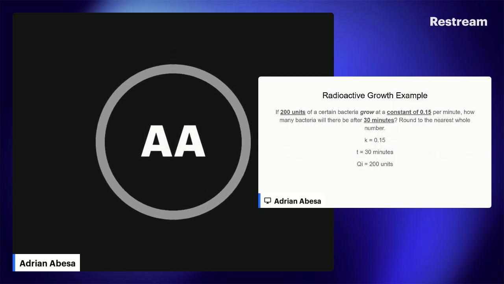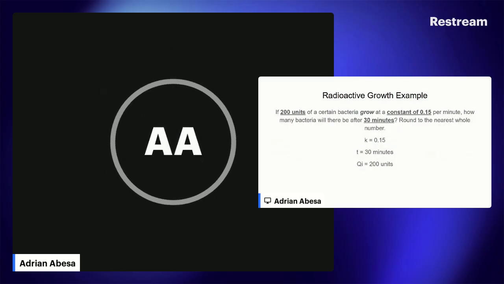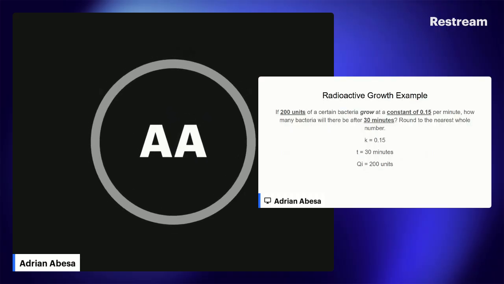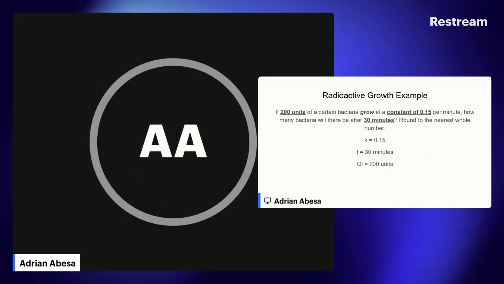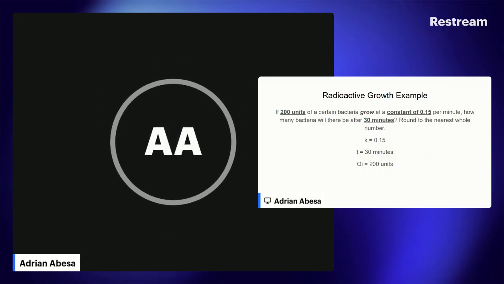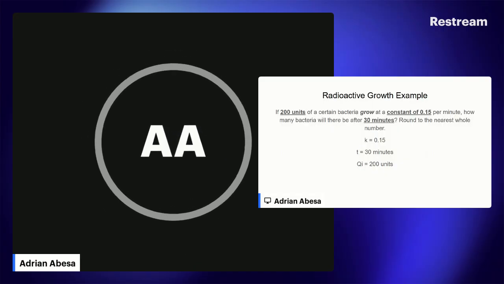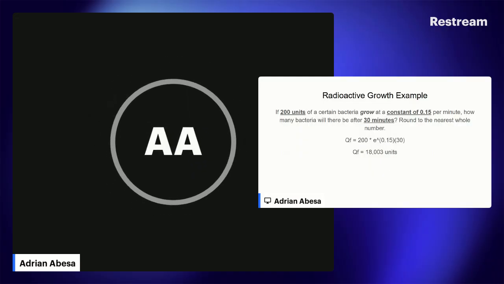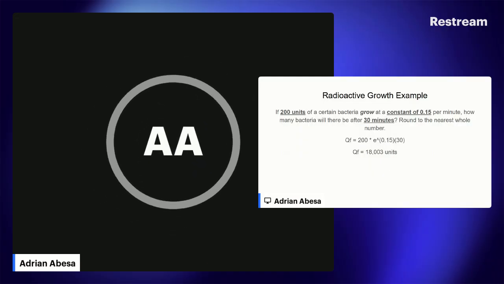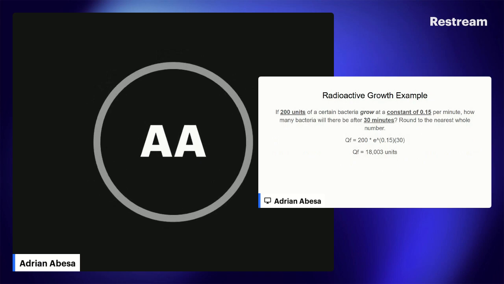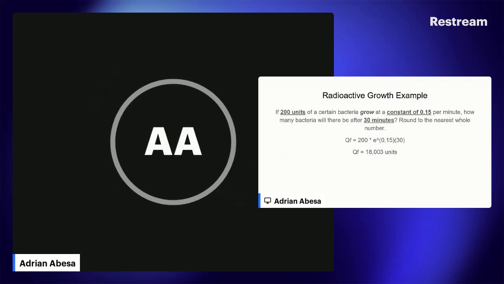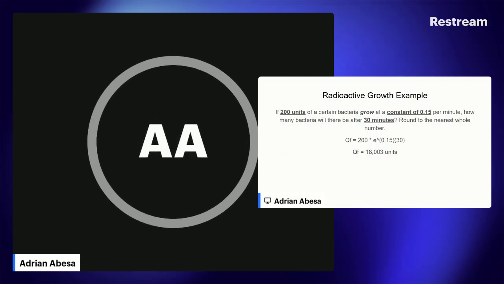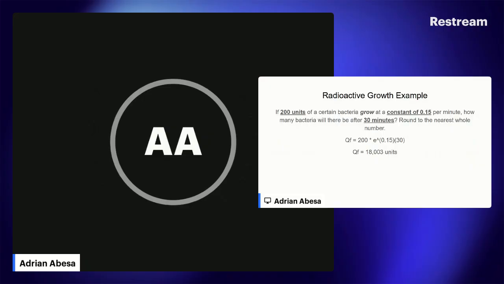to be 200 units. Typically, when they say units in any problem, math, science, you don't need to write units at the end of your answer. You could just write the number value, and that's it. But for the sake of this problem, I am going to add units. So you put that all into the equation, put it in your calculator, and you get 18,003 units, or you can just put 18,003, unless it has a specific unit that it mentions, like grams or kilograms, then you have to use grams or kilograms.